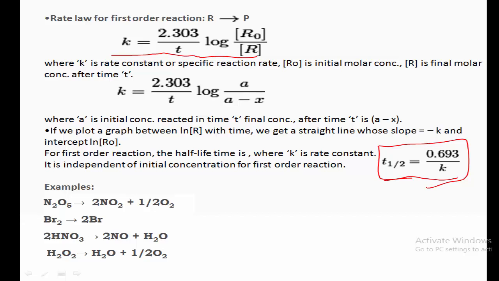This expression shows that the half-life of a first order reaction is independent of initial concentration, because this expression does not involve any concentration terms. It involves 0.693 and k. It is also a constant. So it is independent of initial concentration. Examples for first order reactions are given here.